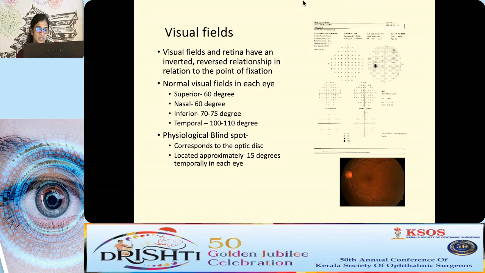Regarding the extension of the visual field, the superior and nasal fields extend about 60 degrees, the inferior field is about 70 to 75 degrees, and the temporal field 100 to 110 degrees. The physiological blind spot corresponds to the optic disc and is located 15 degrees temporally in each eye.